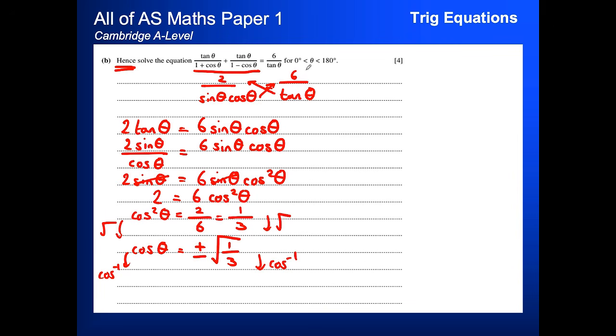And notice the domain here is actually quite convenient for us. We only need to go between 0 and 180. So when we actually do this process, I'm just going to do it now. We're going to do the cosine inverse, and we'll take the plus version first, so the square root of a third. But don't forget, we've also got theta is equal to inverse cosine of minus the square root of a third as well. And now this is where finally we get to use our calculator and work it out.